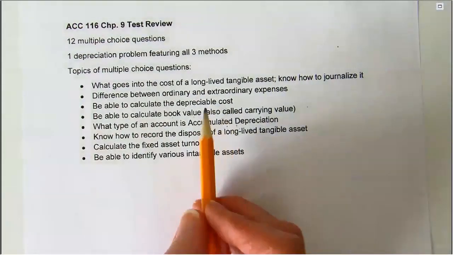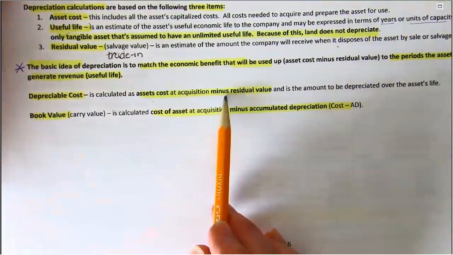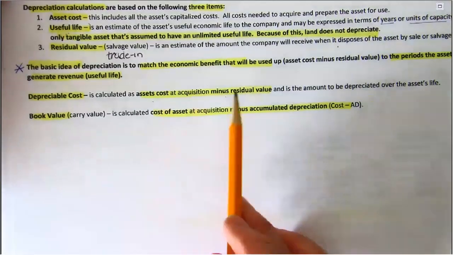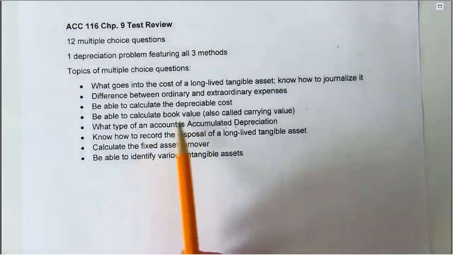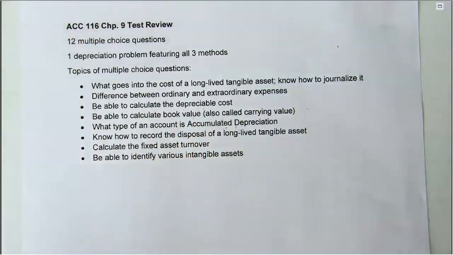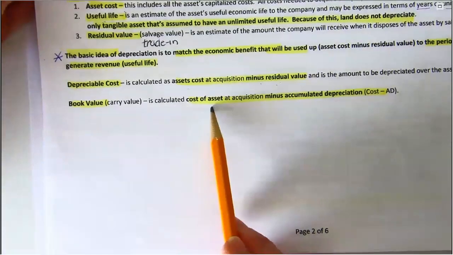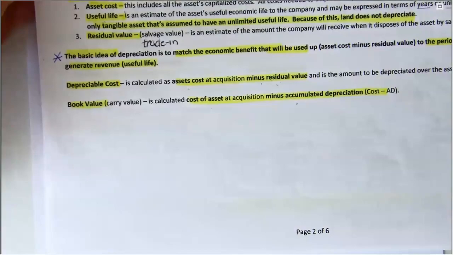Okay. Depreciable cost. That's the cost of the asset minus the residual value. That's from page 2. In other words, that's the amount that you want to depreciate. How to calculate book value or carrying value? That's cost minus accumulated depreciation, also on page 2.